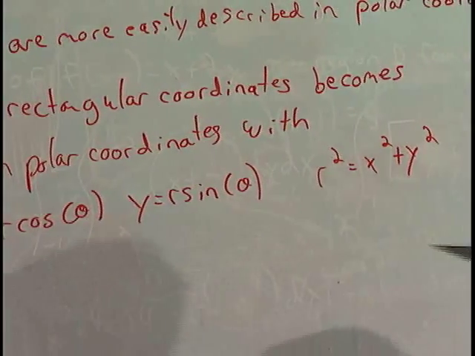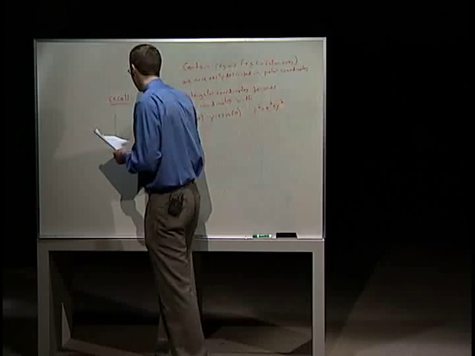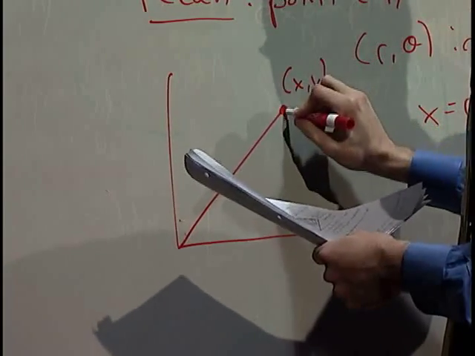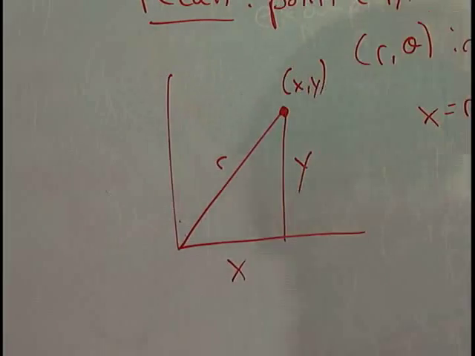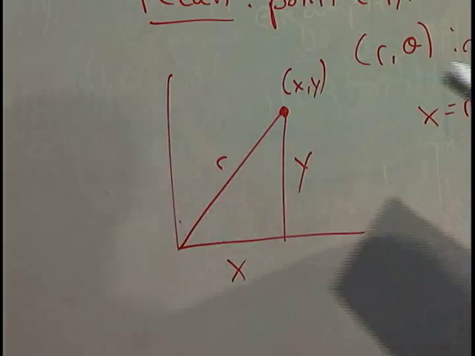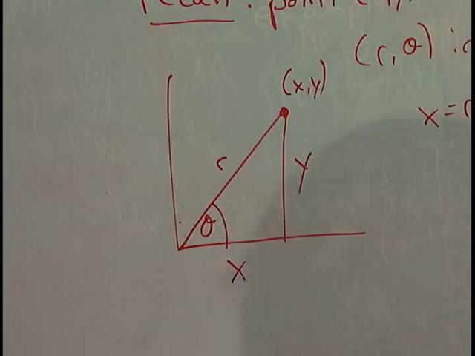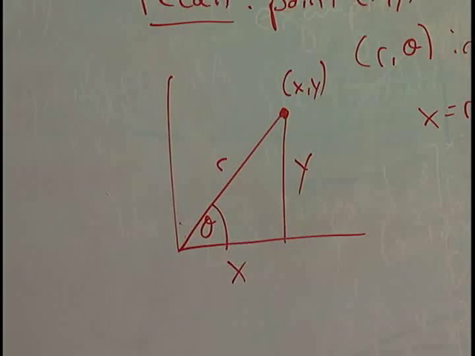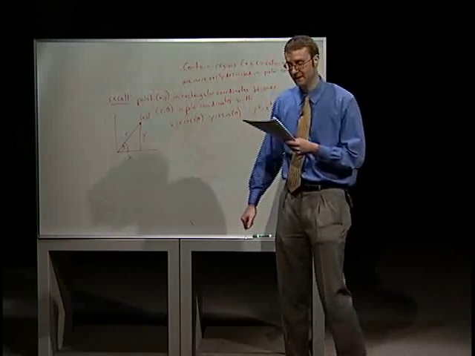And the picture that goes along with this is the standard picture where you have a point x y, there's your y term, there's your x term, the r term from the Pythagorean theorem, and there's your theta. And so we see here that cosine theta is x over r. That leads us to this. Sine theta is y over r. That leads us here. And r squared by the Pythagorean theorem is x squared plus y squared. So that's what polar coordinates is.